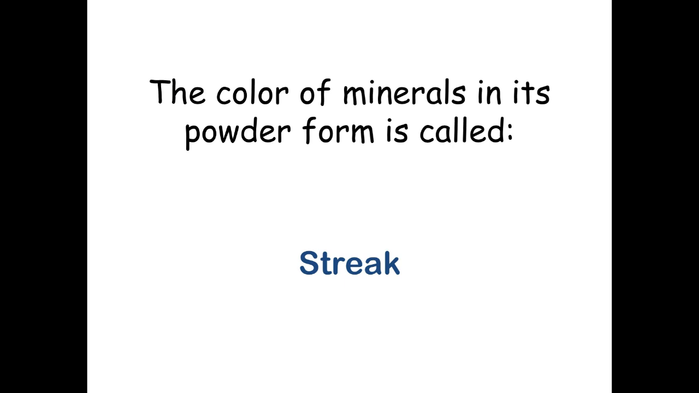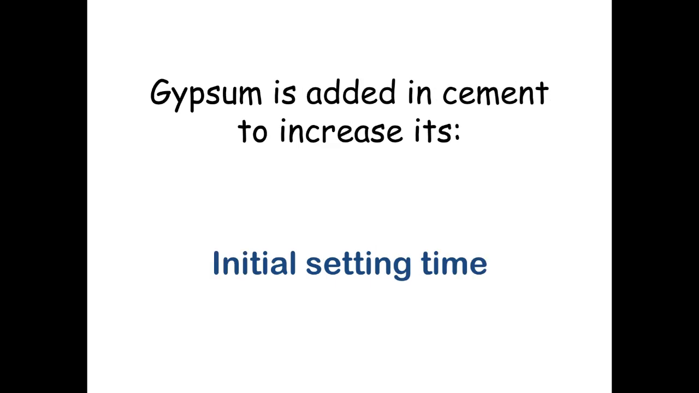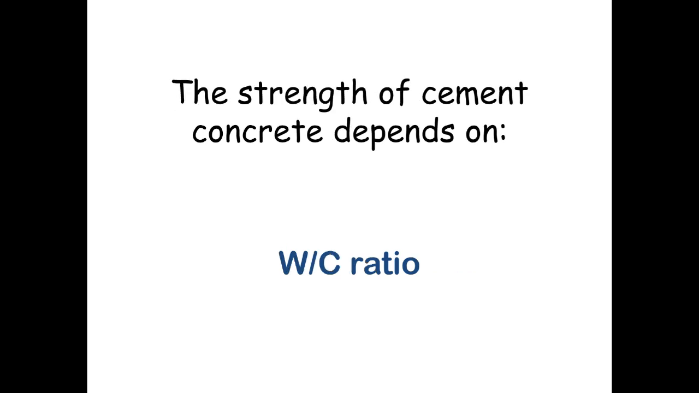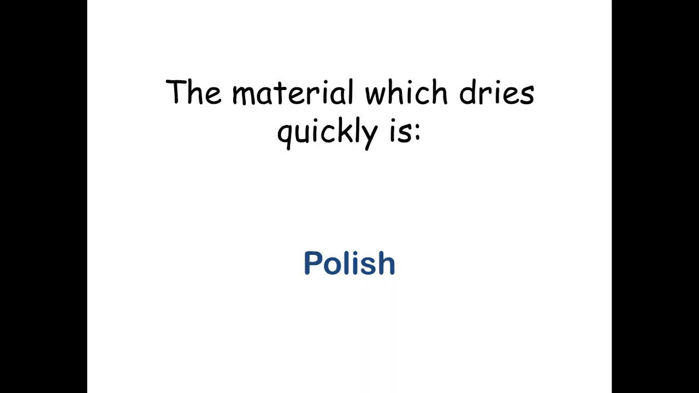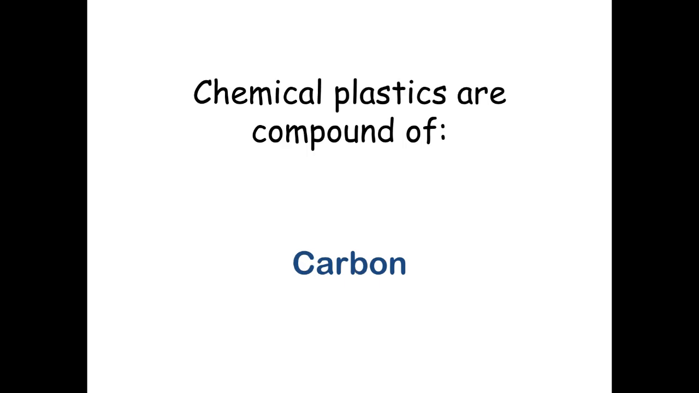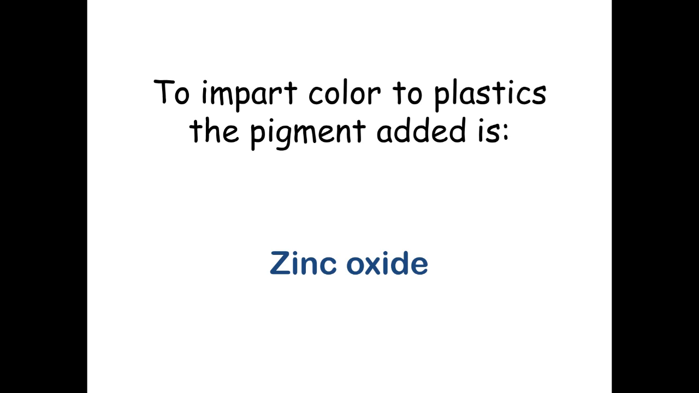The color of minerals in its powder form is called streak. Gypsum is added in cement to increase its initial setting time. The strength of cement concrete depends on water-cement ratio. The material which dries quickly is polish. Chemical plastics are compound of carbon. To impart color to plastics, the pigment added is zinc oxide.